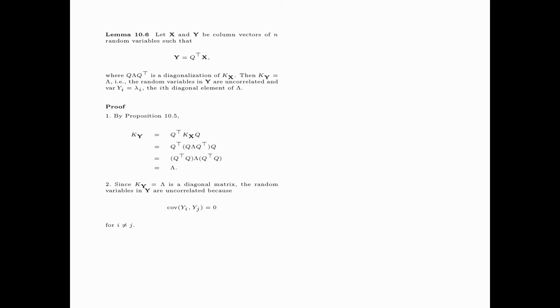Since K sub y is equal to lambda, which is a diagonal matrix, the random variables in y are uncorrelated because the covariance of y_i and y_j is equal to 0 for all i not equal to j. Furthermore, the variance of y_i is given by the ith diagonal element of K sub y equals lambda, that is lambda_i, and so the proposition is proved.